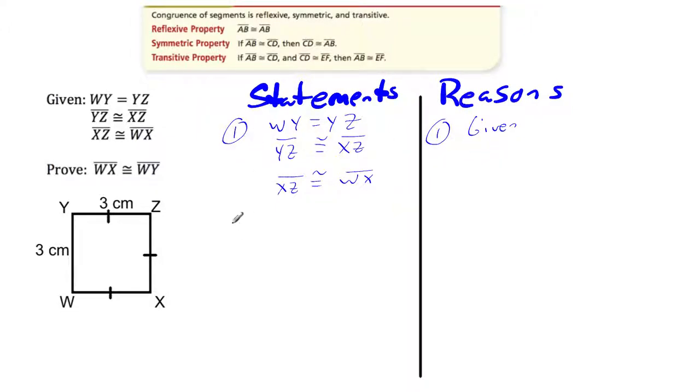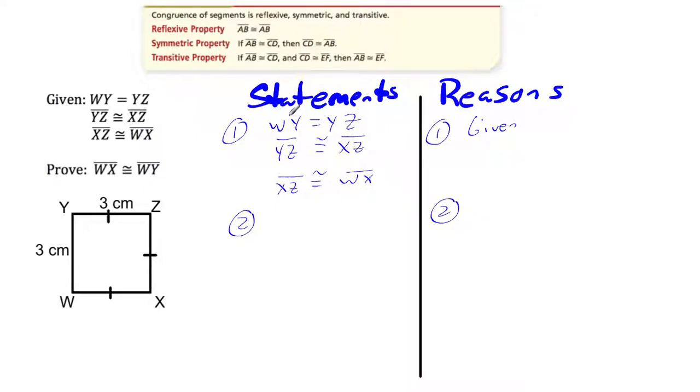Those are all given. I put them all in the same step. And so what I want to prove is that WX is congruent to WY. Here we can see it should be fairly obvious. I mean, it's a square, so these sides are going to be equal to each other. However, we need to prove that WX is congruent to WY.